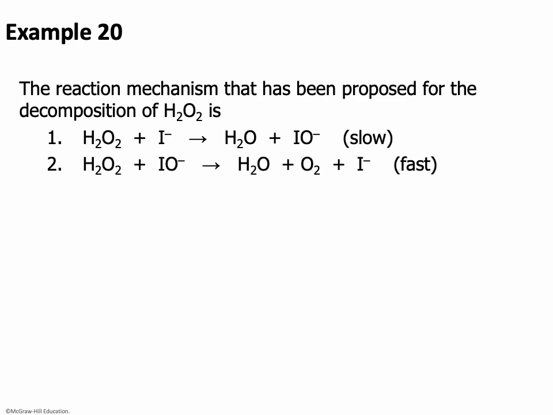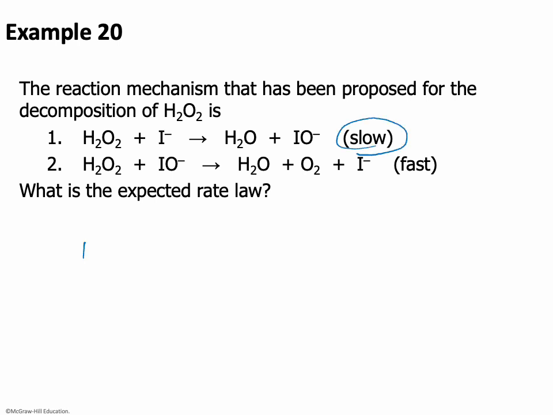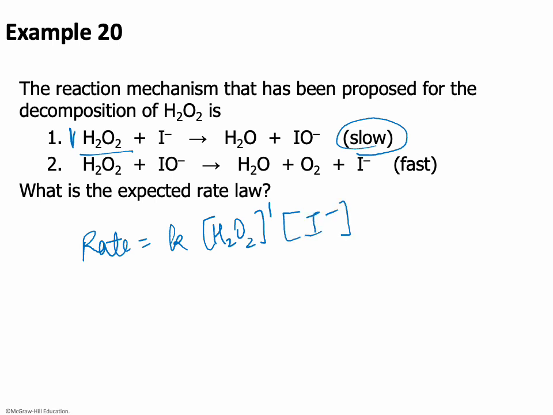Another example is like this. The reaction mechanism that has been proposed for decomposition of H2O2 is this. So this is the slow, this is the fast. What is the expected rate law? Rate law will only depend on the slow reaction. So it would be rate is equal to k, reactant 1, which is H2O2 concentration to the power of 1, because the coefficient is 1, times I minus to the power of 1, because again the coefficient is 1. So the rate law would look like this, because it only depends on the slow reaction, it does not depend on the fast reaction.